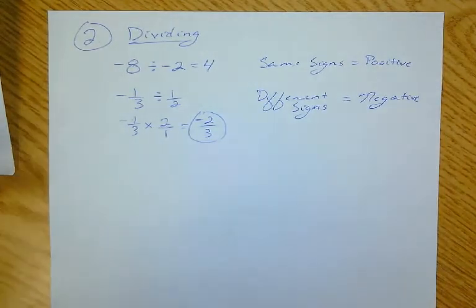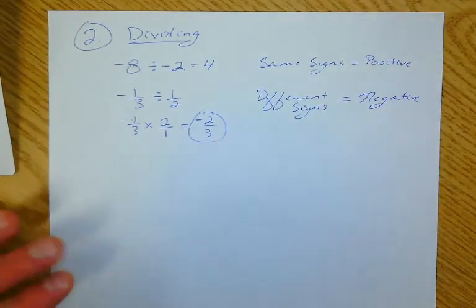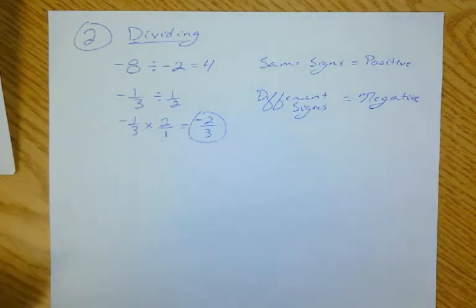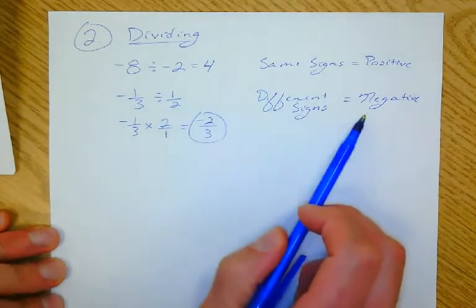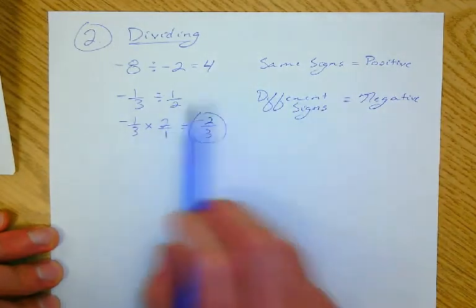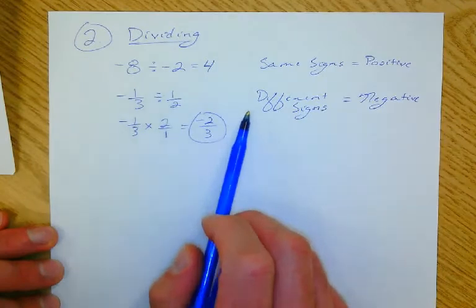So dividing, the rules are essentially the same as multiplying. If you're dealing with two numbers, same signs will give you positive. If you're dealing with two numbers and they have different signs, you will get a negative. The odd and even number of negative factors still apply to dividing.